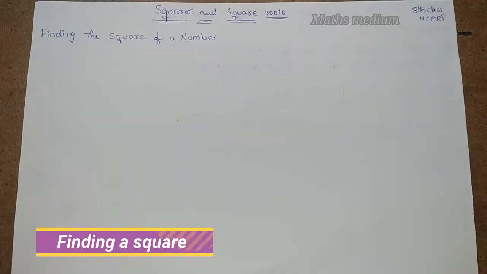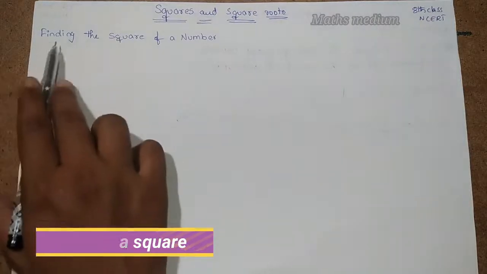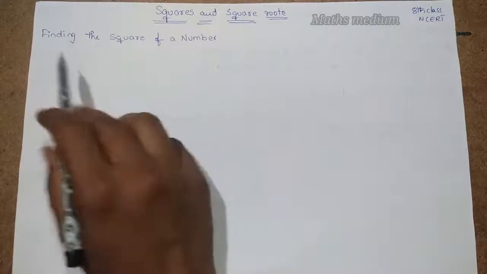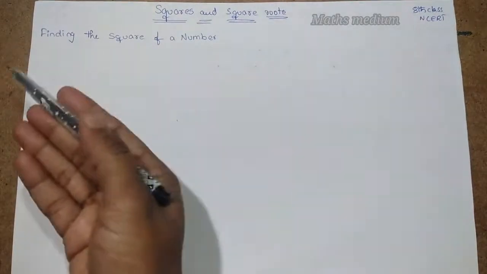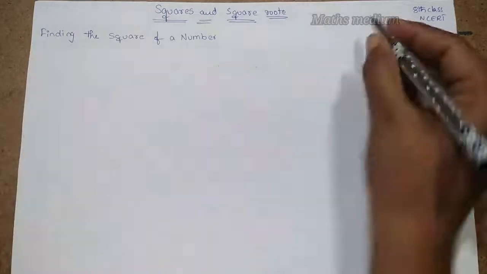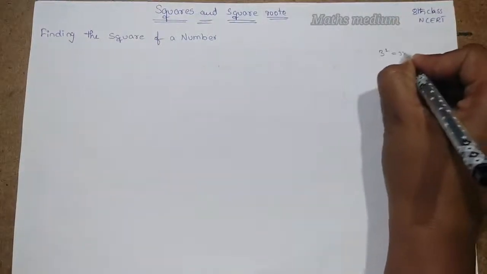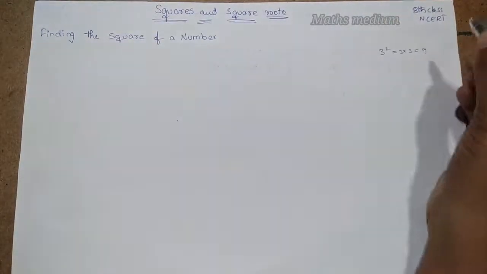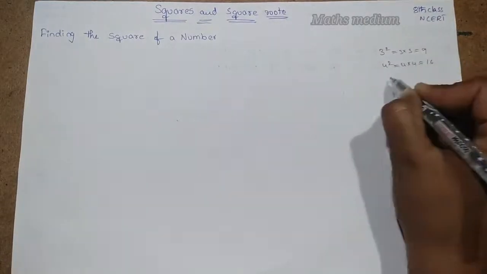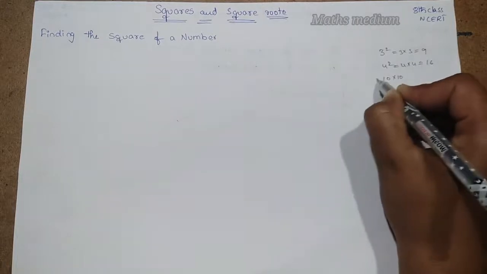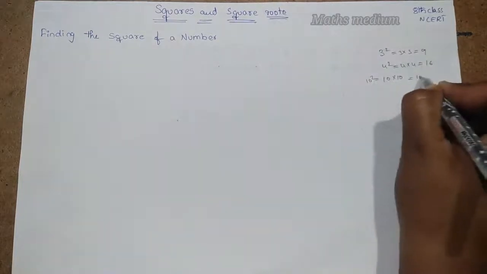Today I came with the topic finding the squares of a number from Squares and Square Roots, 8th class NCERT. Here is the topic about finding the squares of a number. What is finding the squares of a number? We know how to make a square of a given number. Let it be like 3 square. We know that 3 into 3 is equal to 9. If you take 4 square, 4 into 4 is equal to 16, right? 10 into 10, it means 10 square is equal to 100. We know that.